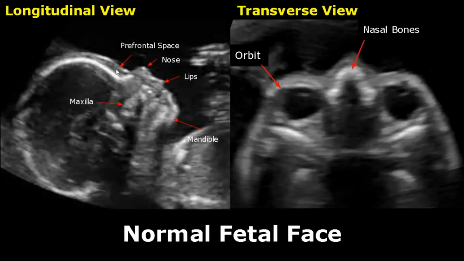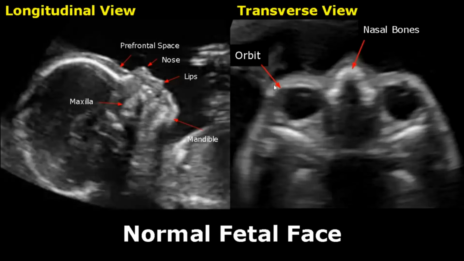Here is the prefrontal space in front of the frontal bone. This slanted hyperechoic line is the nasal bone. And here is the nose. You can see the upper and lower lips as well. This hyperechoic structure is the maxilla, and over here is the mandible.